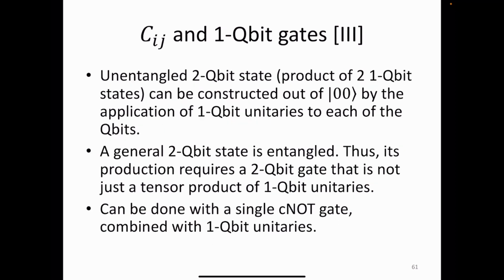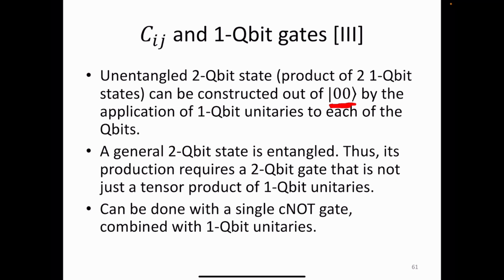That gives us the state psi, whatever that unitary is. So an unentangled 2-qubit state, which is the product of two 1-qubit states, in difference to the entangled 2-qubit state, can be constructed out of 0, 0, that starting state here, by the application of 1-qubit unitaries to each of the qubits. So we have our well-defined starting state here and apply 1-qubit unitaries to each of the qubits. A general 2-qubit state is entangled though, and that makes it more difficult.